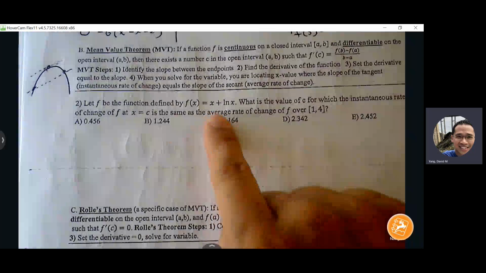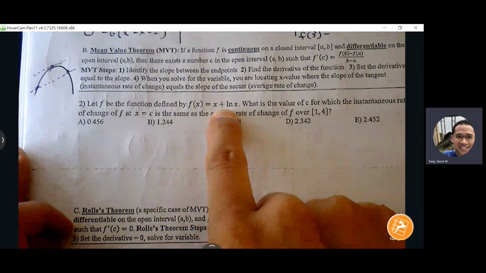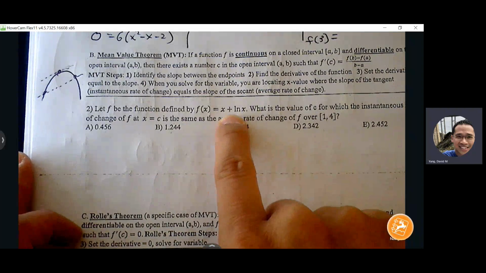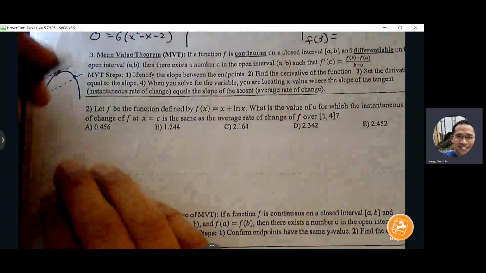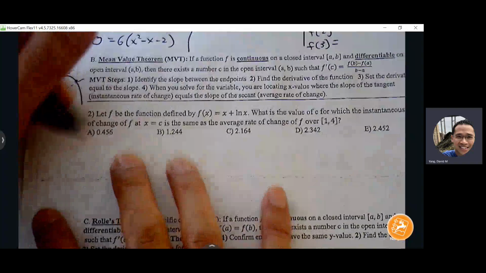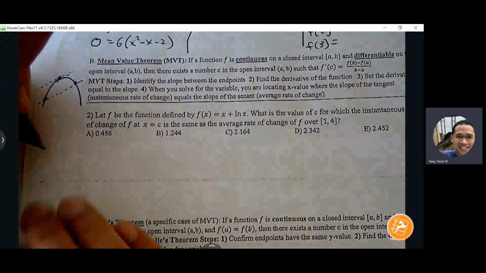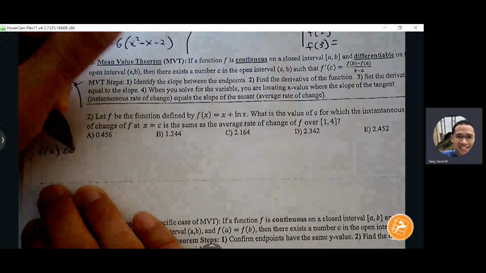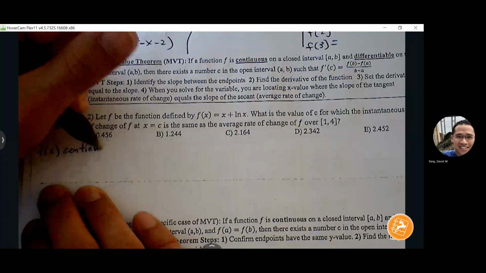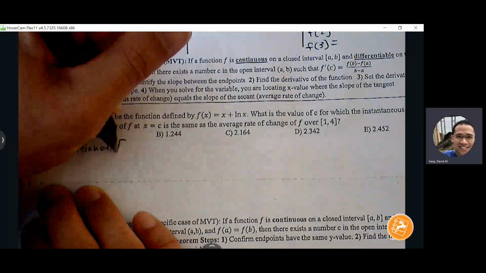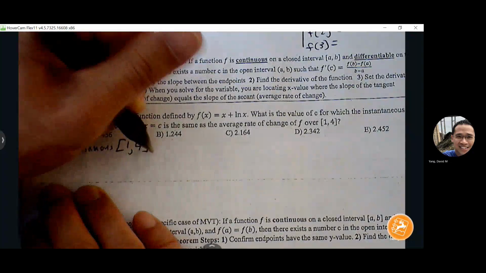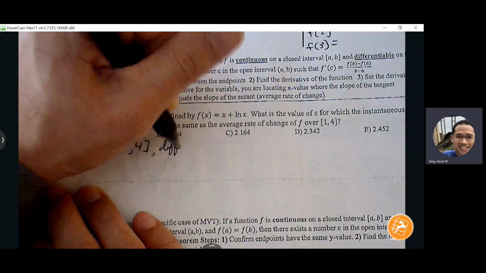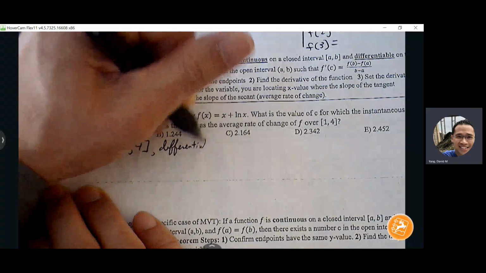Now, x and natural log of x are both smooth curves. We know our function is both continuous and differentiable. It's not required to state it in a multiple choice question, but let's just treat it like a free response question here. So we know our function is continuous on the closed interval and differentiable on the open interval.